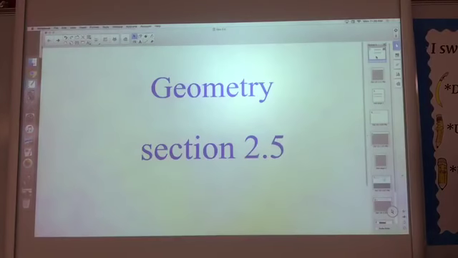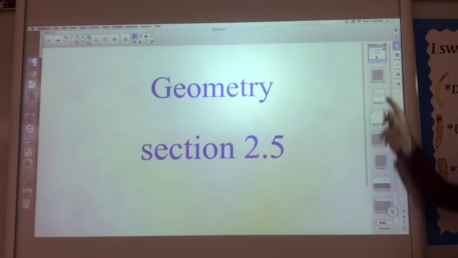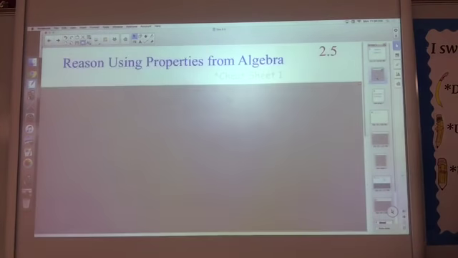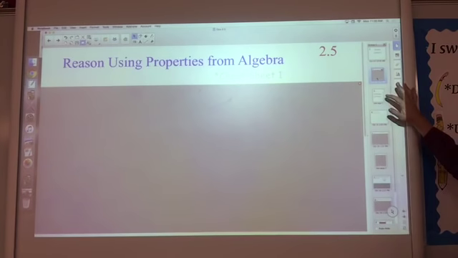Okay, here's your geometry notes for section 2.5. You should have already been handed out 2 cheat sheets that go along with this. We're going to reference the first one as we talk about reasoning using properties from algebra. We'll work our way into geometry proofs starting with some algebra.